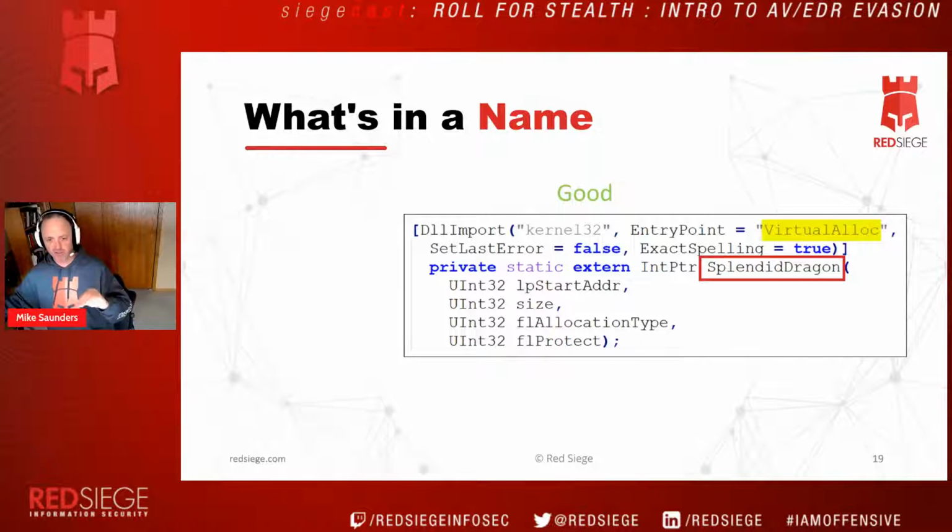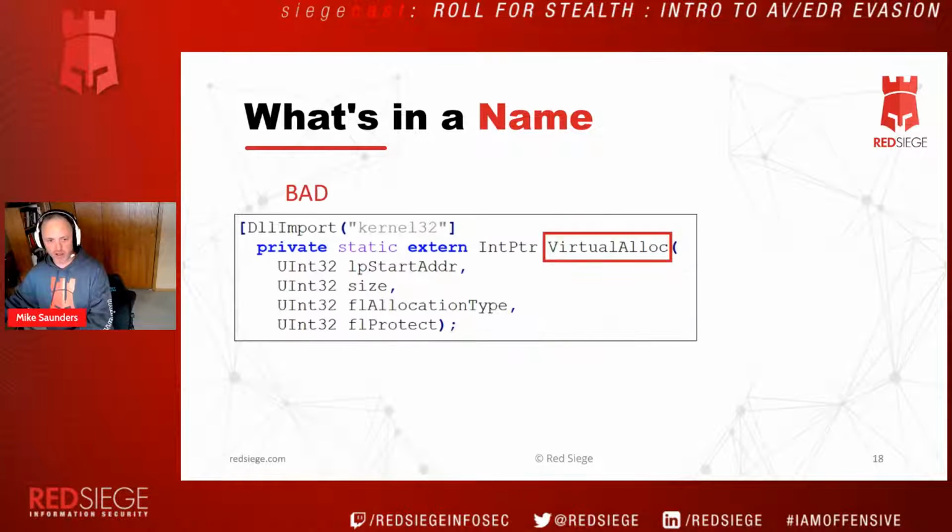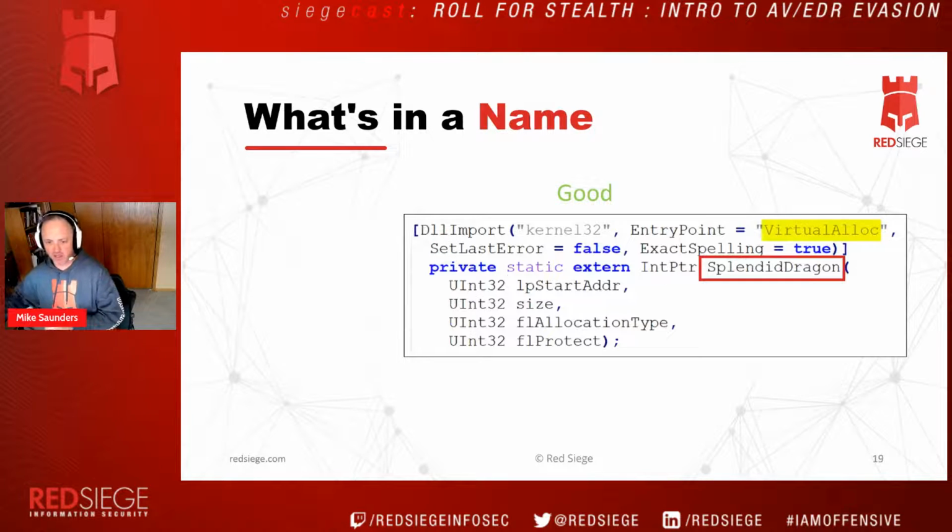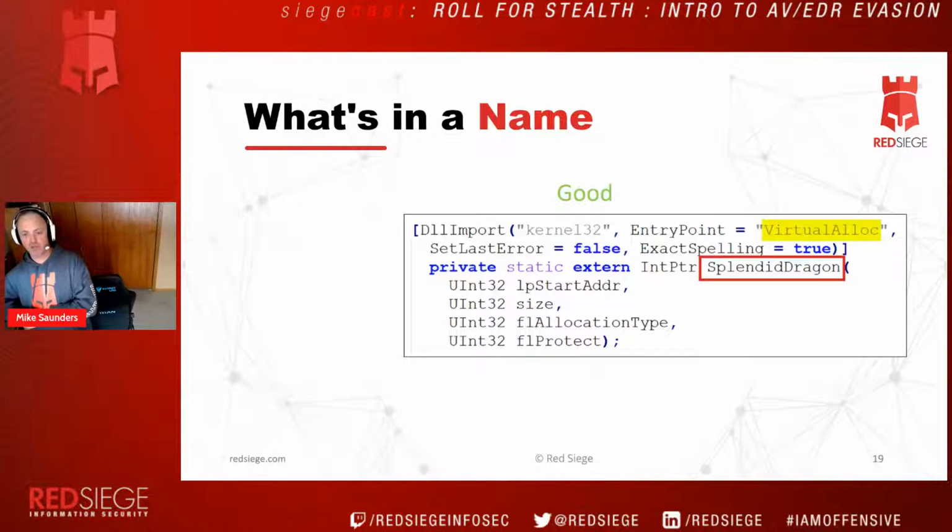But the other big thing I want to point out here is the next line: private static extern int pointer SplendidDragon. So before, it's just VirtualAlloc. Here it's SplendidDragon. Well, what does that mean? It doesn't mean anything. That happened to be the combination of words that my random word generator came up with when I built this template using an automated tool. The key takeaway here is that this changed up the pattern. This changed up the signature. SplendidDragon is going to be different every time I run it. I run it, use a couple of words, create a word pair, and put that in there for my variable or for my function name.